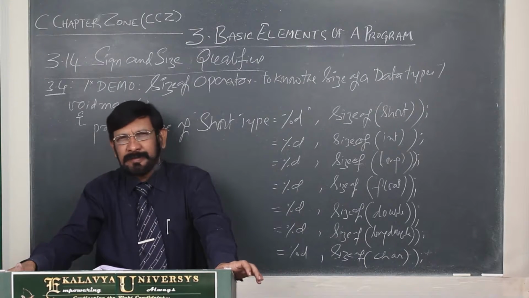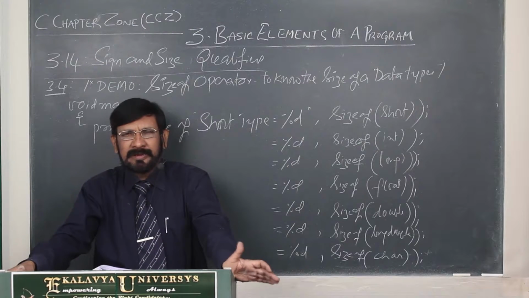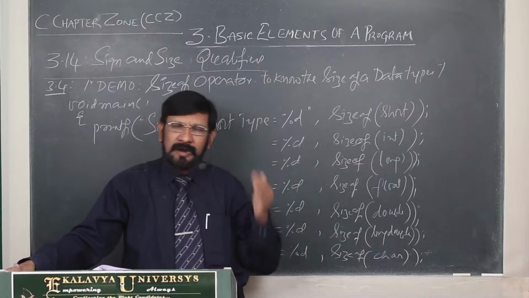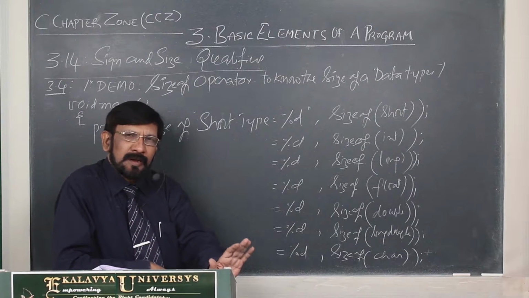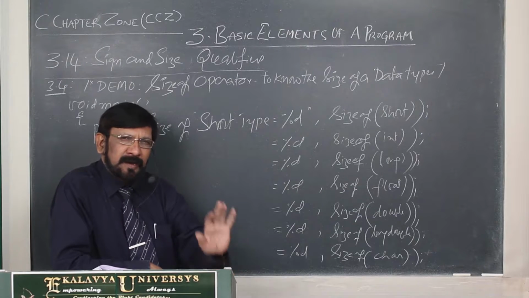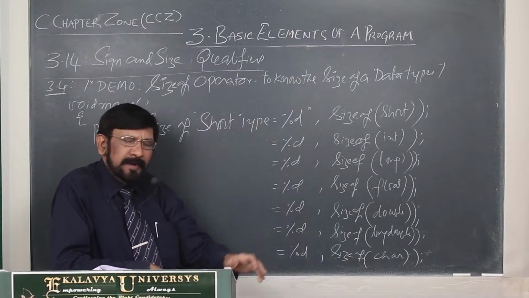Number of articles, number of students, number of people, like that. Minus values are not applicable. Zero may be applicable, but minus values are not applicable. Then you can use unsigned. That I already explained in a detailed manner.